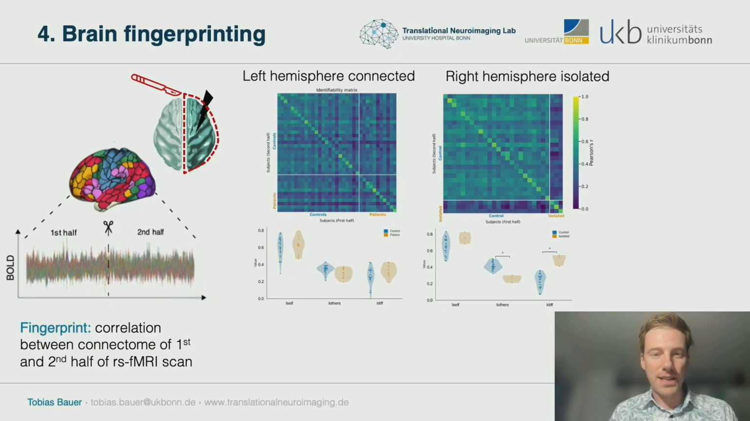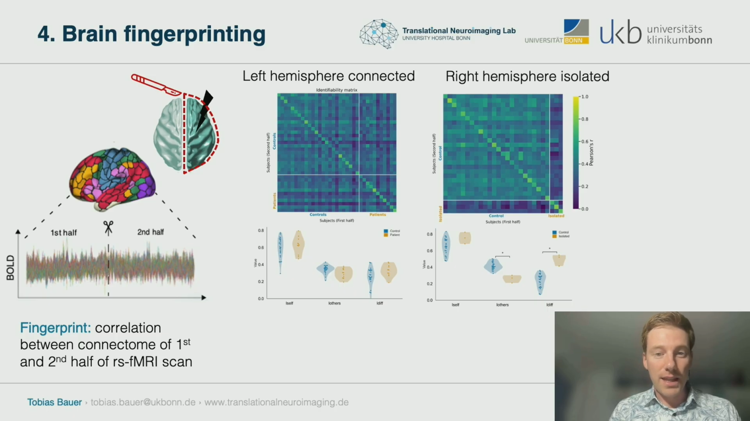We found that the self-identifiability didn't differ between patients and controls, not for the isolated and also not for the connected hemispheres. But when the right hemisphere was isolated, we found that the other identifiability was lower in patients than in controls, which means that the first half of a connectome in patients in the isolated hemisphere, if it was the right hemisphere, had a lower correlation to other subjects within the group than it had to the subject itself.